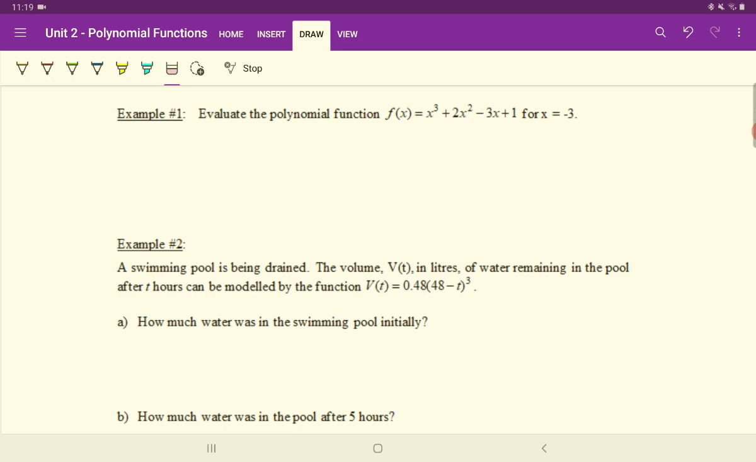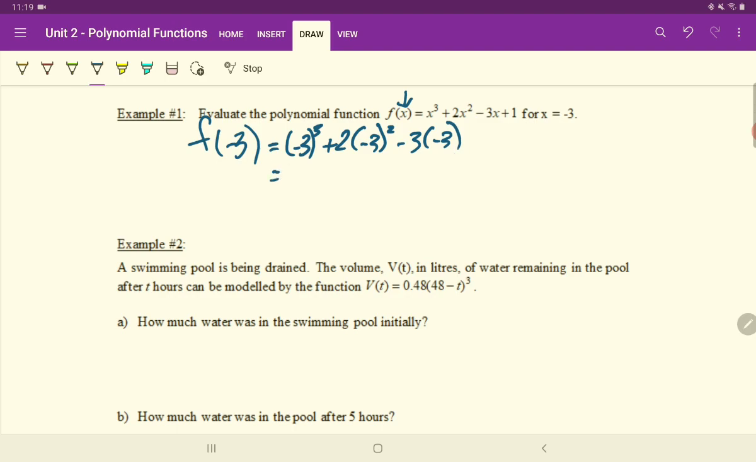The following polynomial function, f of x equals x cubed plus 2x squared minus 3x plus 1. So we're evaluating for x equals negative 3. And all you need to do here, okay, is simply substitute negative 3 for x. Okay, so let's find f of negative 3. And whenever we see an x, we are going to substitute it with a negative 3 in brackets. Okay, always, when you're substituting for values, you always put them in brackets. Plus 2 times negative 3 squared minus 3 times negative 3.